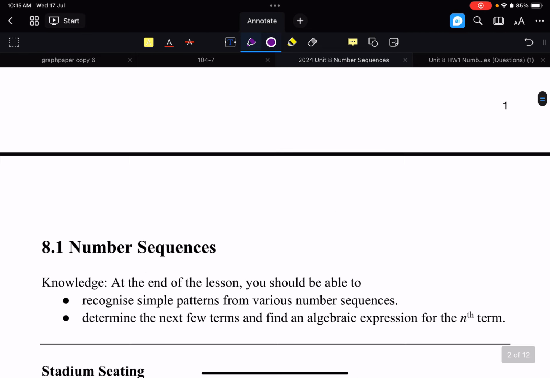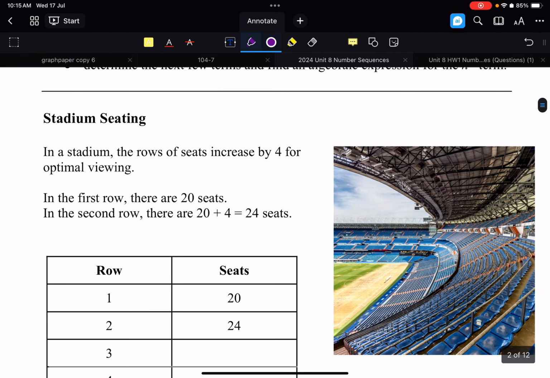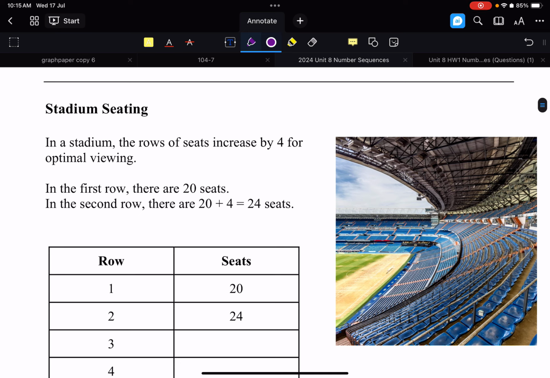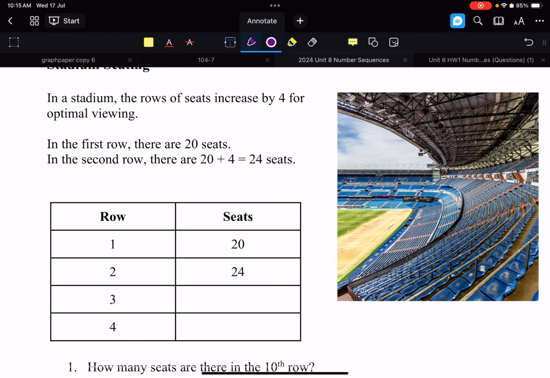So let's begin by looking at an example. Here is a sports stadium, right? If you understand how a sports stadium works, there are seats around where the action is in the center, but from one row of seats to the next row, there are different numbers of seats, because on the outer ring you can put more chairs. In a simplistic example here, we have rows of seats, and from one row to the next we increase by 4 seats. In the first row, there are 20 seats. In the second row, there are 24 seats.